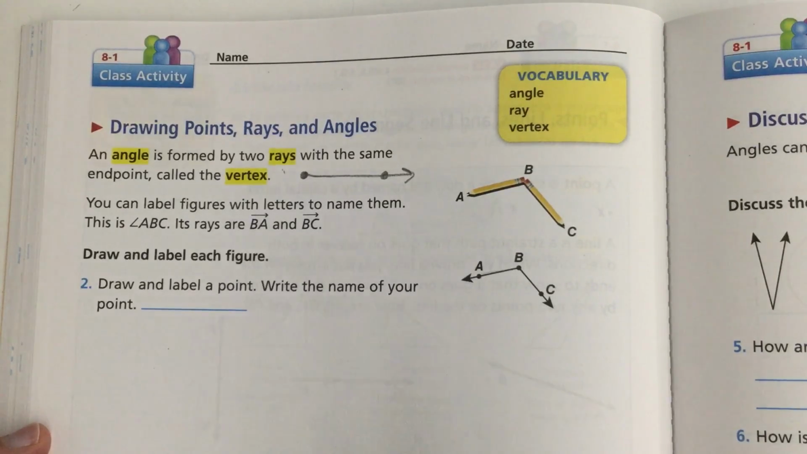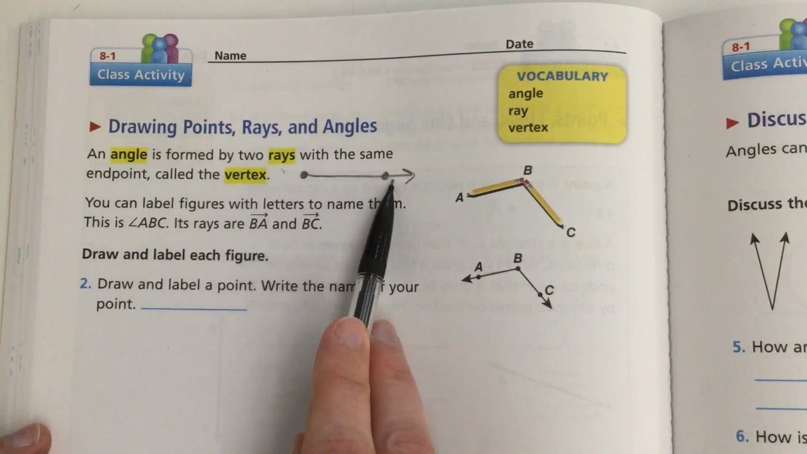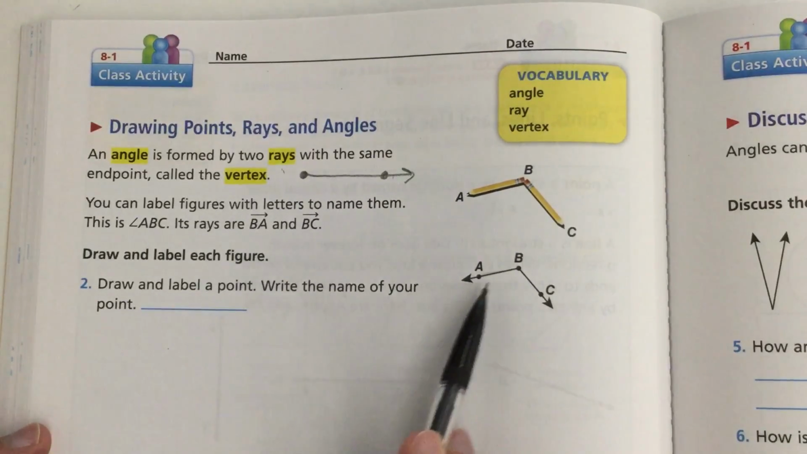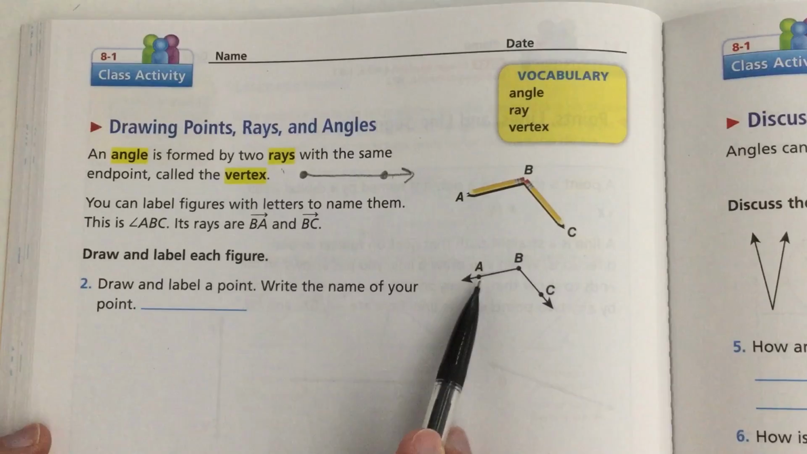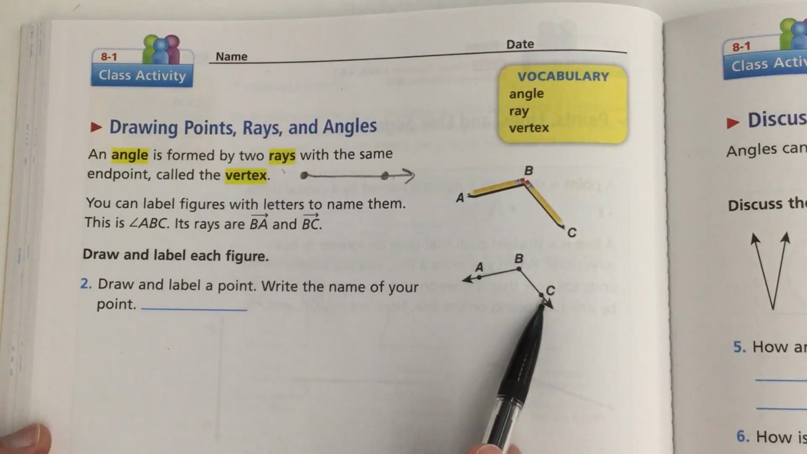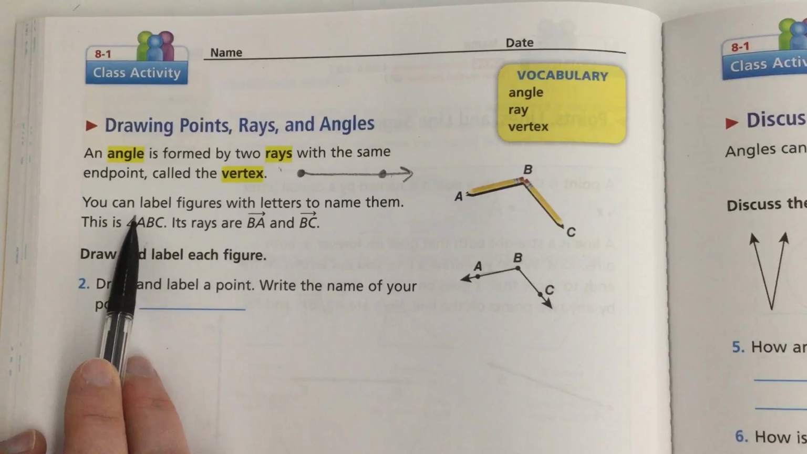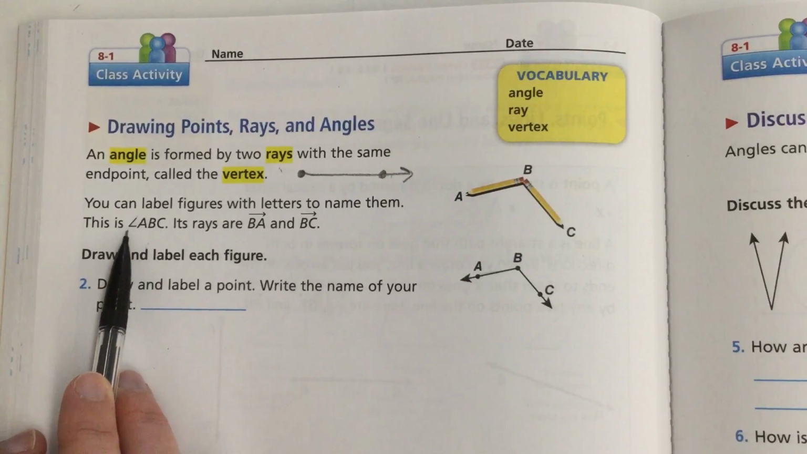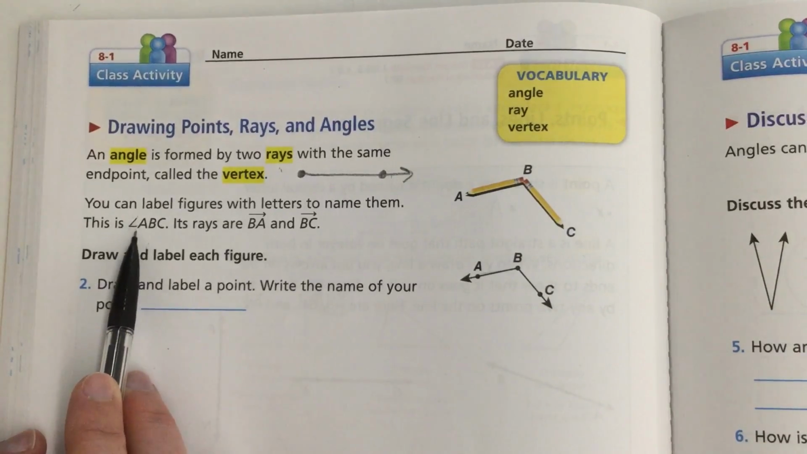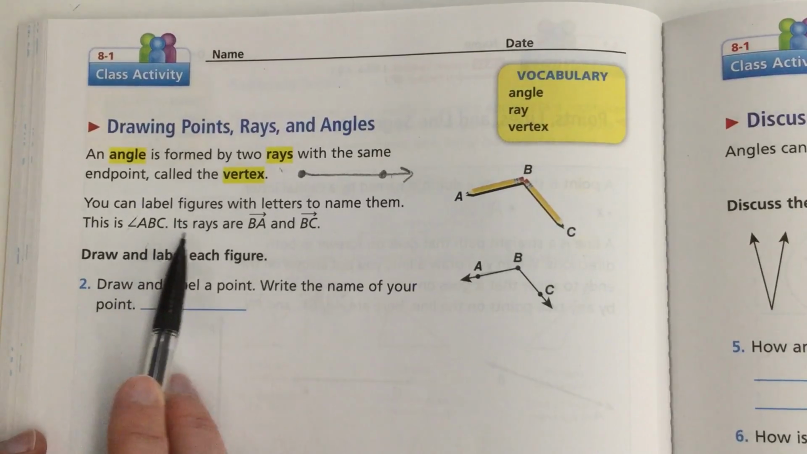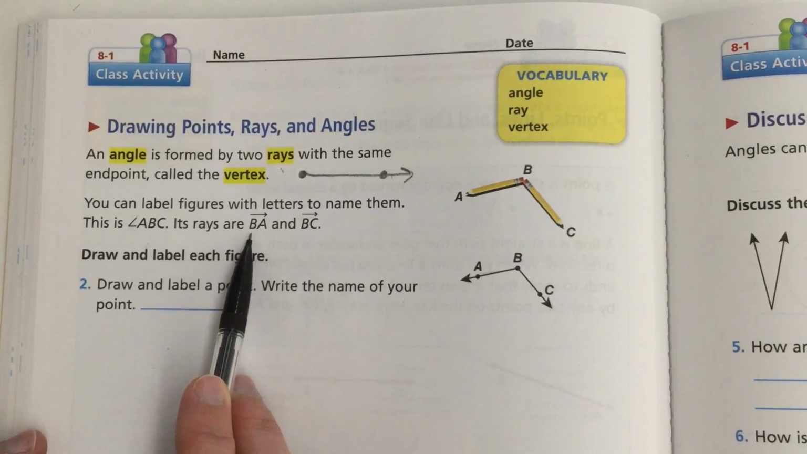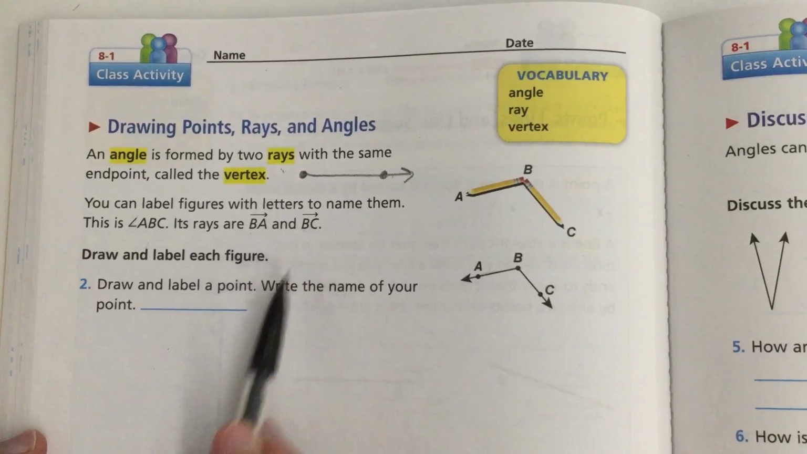So when we create an angle, we put 2 of these rays together. They did that right here, and so they've created angle ABC. When we name an angle, we have to write it like this. See that angle symbol right there? We always write it in the same way, angle ABC. And then its rays are ray BA and ray BC.